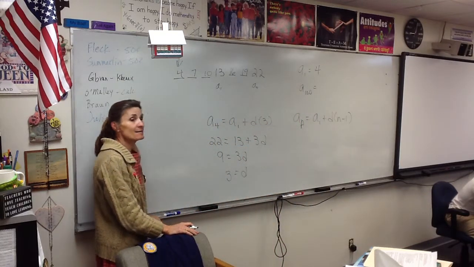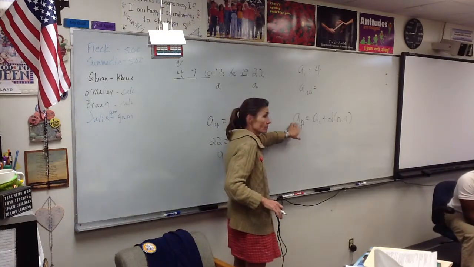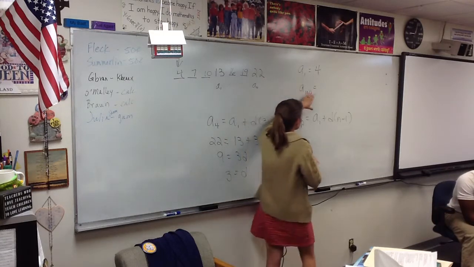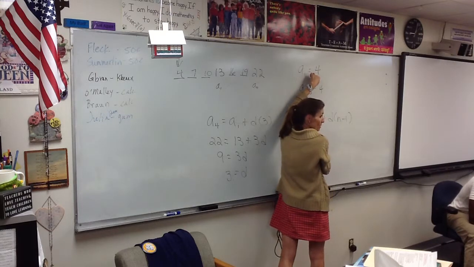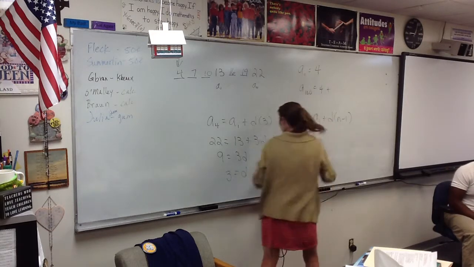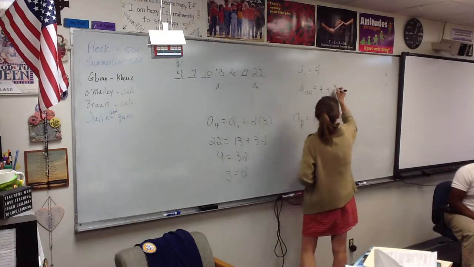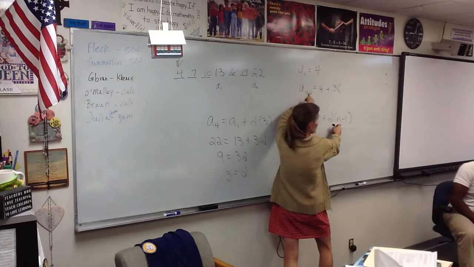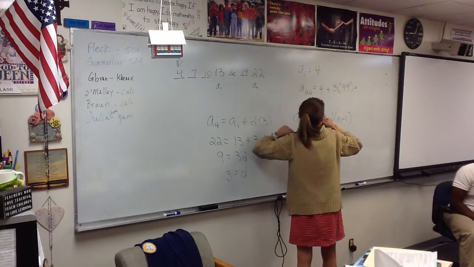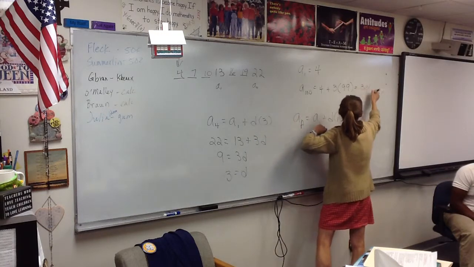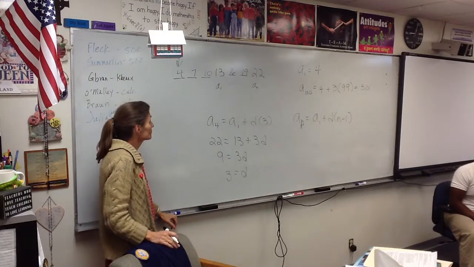Now how will I find the 100th term? I'll use my formula. Plug in the 100. The 100th term is the first term, which is 4, plus the common difference, which you already discovered is 3, times n minus 1, which would be 99. So what is that, 301? Double check that arithmetic. Calculation after verification.